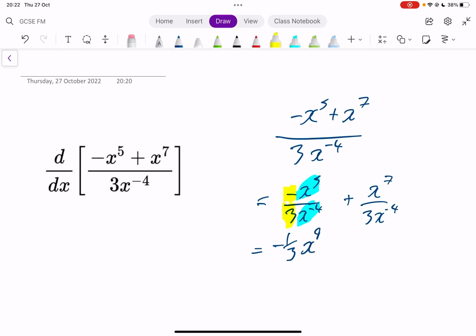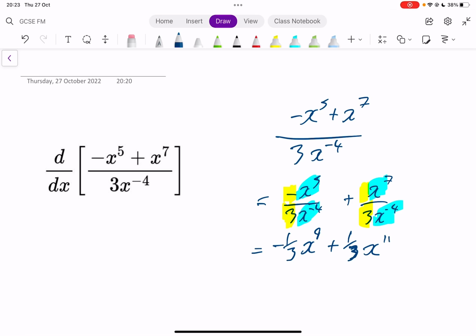And then over here, the bit in yellow, we have 1 really divided by 3. So that's just positive 1/3. And then we have x to the power of 7 divided by x to the minus 4. So that is going to become x to the power of 11. So now we're ready to differentiate it.